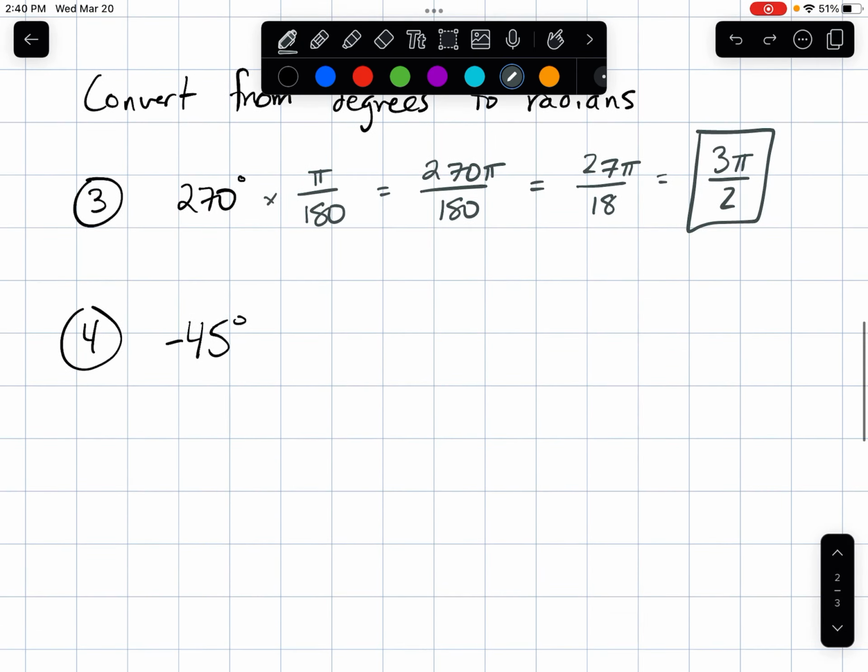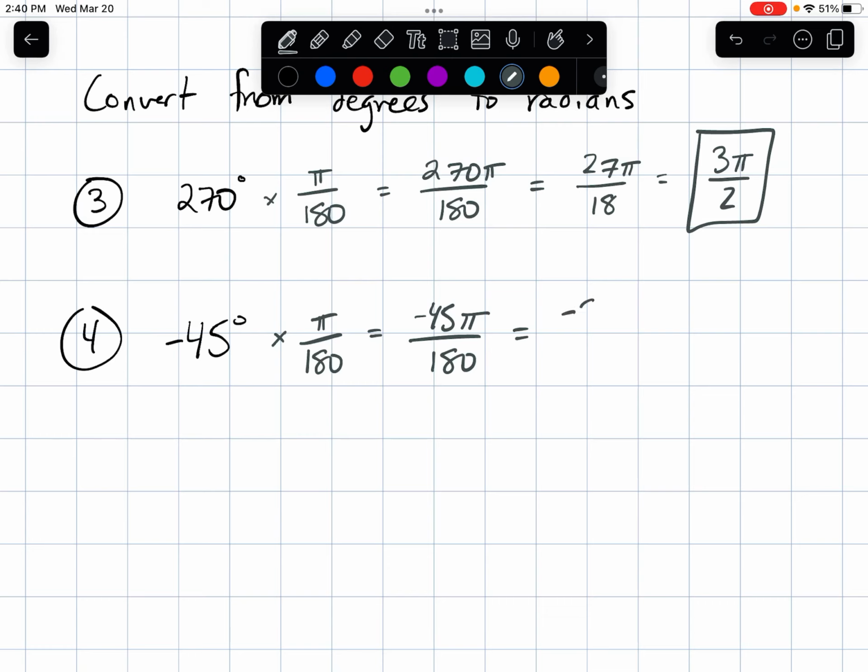All right. If we look at the last one here, negative 45 degrees, I'm going to multiply this by pi over 180. And we're going to take that negative 45 pi over 180, and I can reduce both of these, let's see, by 5 maybe. So if I reduce both of these by 5, it's going to give me negative 9 pi. If I divide 180 by 5, we get 36. And I can actually keep going with this because they're both divisible by 9 now. So I'm going to divide them both by 9, and we get negative 1 pi over 4. And so negative pi over 4 would be your answer, all right?